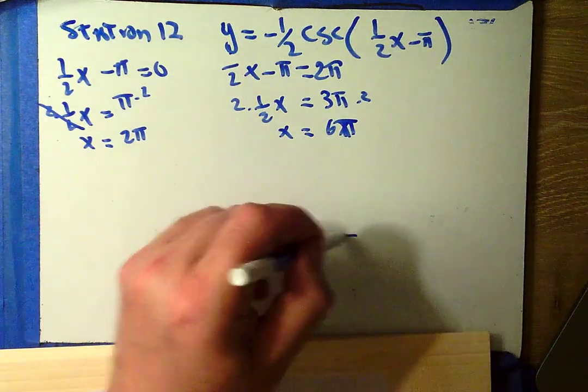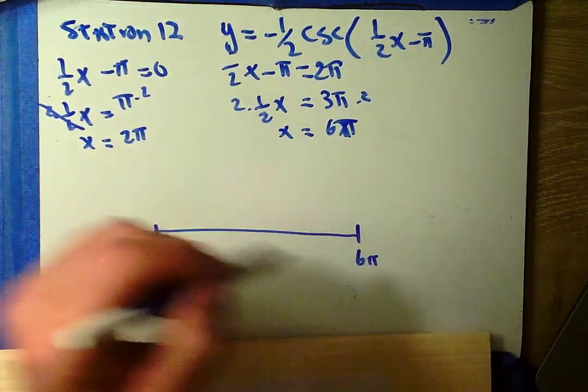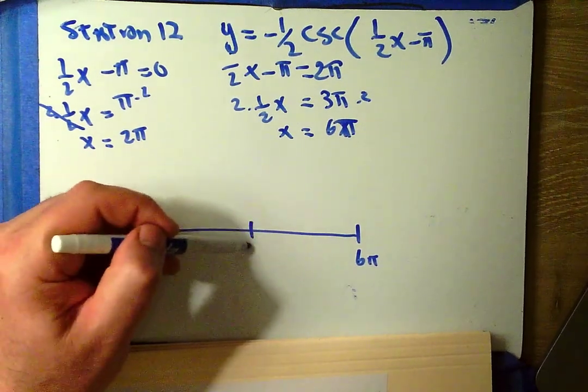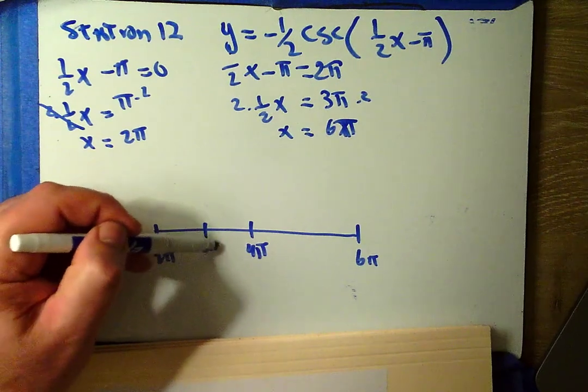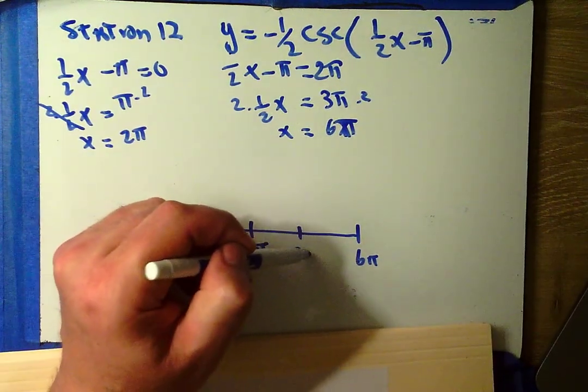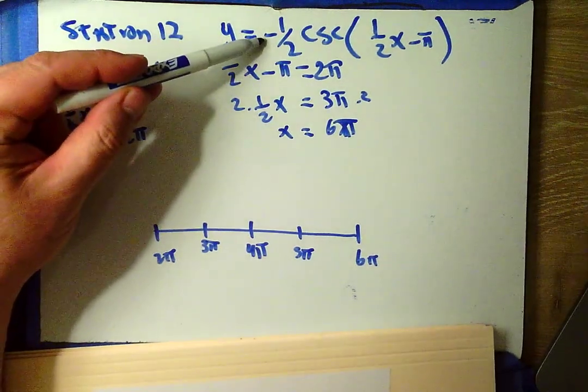So my graph is going to start at 2 pi and end at 6 pi. Halfway in between, I'm going to have 4 pi. Quarter points would then be at 3 pi and 5 pi. Okay, I'm graphing a sine. Ooh, I'm graphing a negative sine.